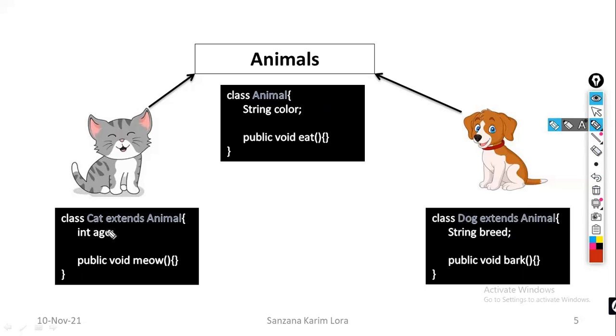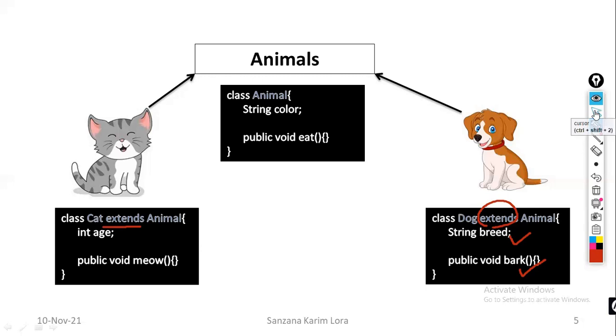Here, we have added the extends keyword after our class name Cat. This extends keyword inherits the properties of Animal inside the Cat class, right? So this Cat simply extends from the Animal class. Similarly, for the Dog class, we have removed the string color and eat method. Now, only the string breed and bark method remain, just because we have simply used the extends keyword to extend all the properties of the Animal class into the Dog class.